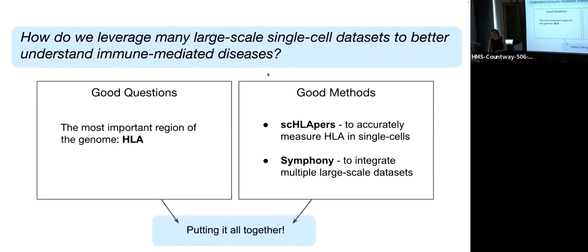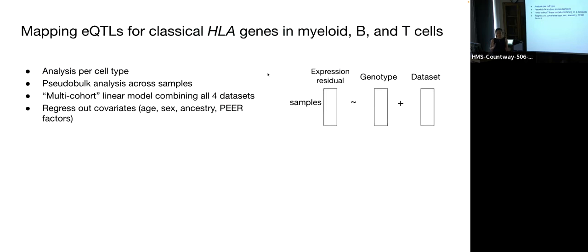Great. So now that we've talked about how to measure HLA expression in single cells, and we've talked about how to integrate multiple datasets with Symphony, we can put it all together to understand our question of HLA eQTLs. If we go back to our main study where we have the 4 different datasets, we next sought to map eQTLs for the classical HLA genes in myeloid, B, and T cells.